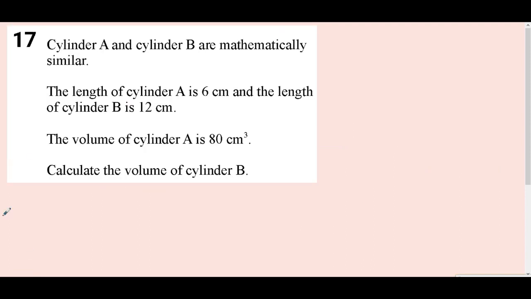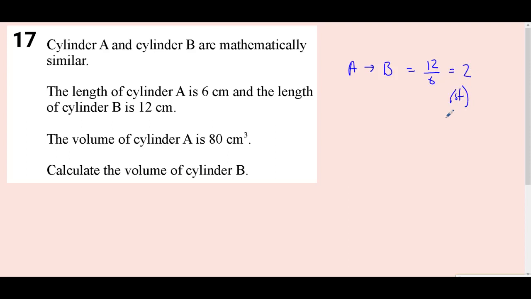Question 17, we've got cylinders, we're talking about mathematical similarity, we're talking about lengths, and then we're talking about volumes. Well, if the length of cylinder A is 6 and the length of cylinder B is 12, the scale factor for lengths is going to be 12 divided by 6, so 2. That's the scale factor, and it's the scale factor for lengths.